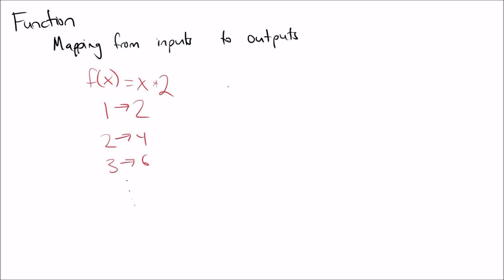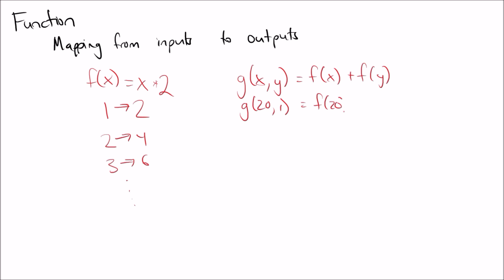Great. And I can also define new functions in terms of old functions, compose functions together. I could create functions like this one called g, which takes in 2 arguments, an x and a y. And I could say, well, g of x and y is equal to f of x plus f of y. And so something like g of 20 and 1 is equal to f of 20 plus f of 1, which f of 20 defined over here is simply 40 plus 2, and I get the answer 42. I can define functions lots of different ways.